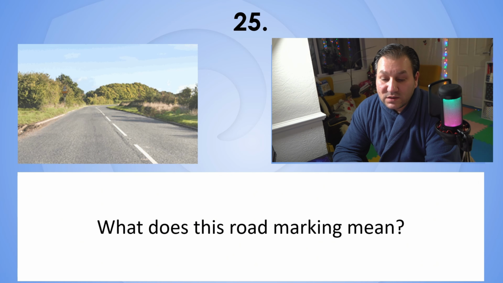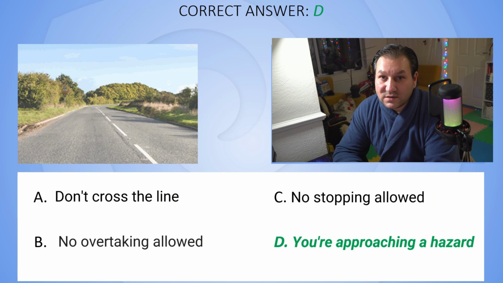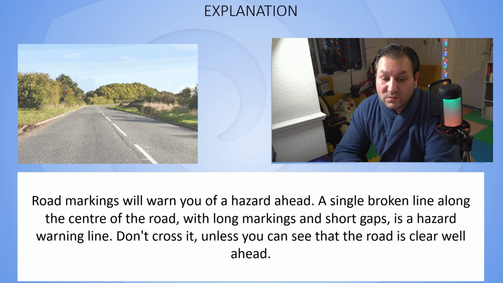25. What does this road marking mean? A. Don't cross the line. B. No overtaking allowed. C. No stopping allowed. Or D. You're approaching a hazard. The correct answer is D. You're approaching a hazard. Explanation. Road markings will warn you of a hazard ahead. A single broken line along the center of the road with long markings and short gaps is a hazard warning line. Don't cross it unless you can see that the road is clear well ahead.